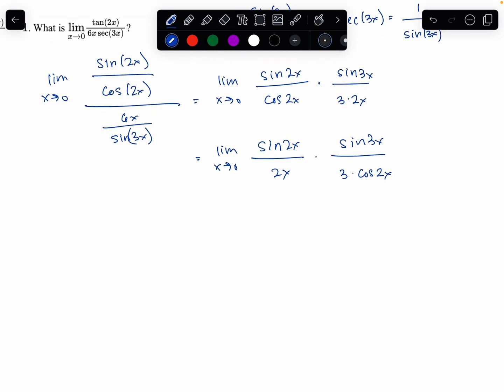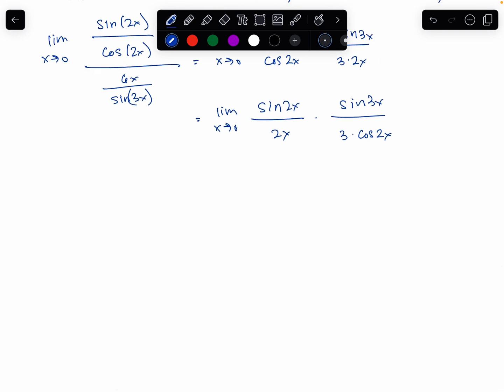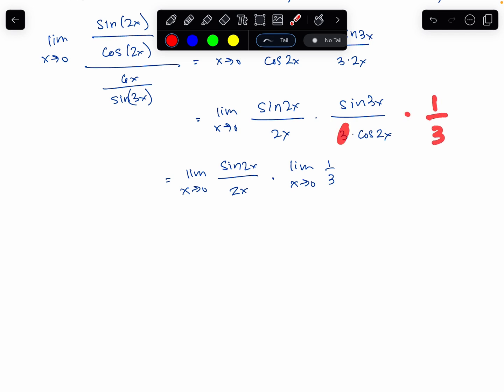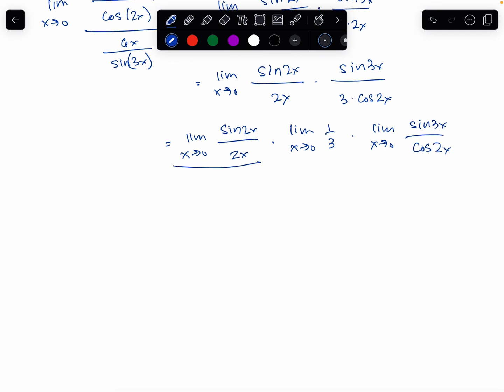Now I can apply the properties, so I can split everything up the way that I want it to, right? So the limit as x approaches 0 of sine of 2x over 2x times the limit as x approaches 0 of 1 over 3. This is the same thing as if I were to multiply by 1 over 3, so I can evaluate that limit separately. And then times the limit as x approaches 0 of sine of 3x over cosine of 2x. Well, here, I know what this value is. Excuse me, that value is 1, right? This value right here is going to be 1/3.